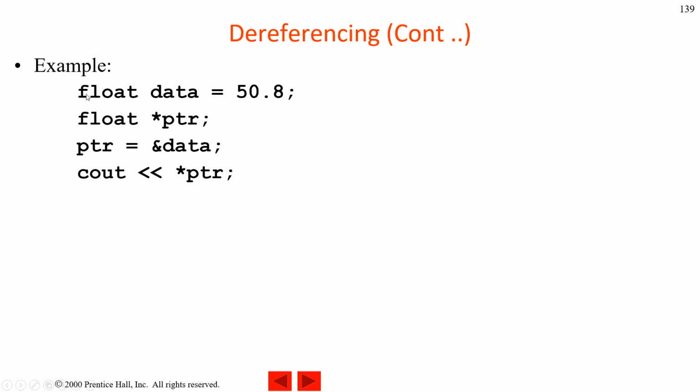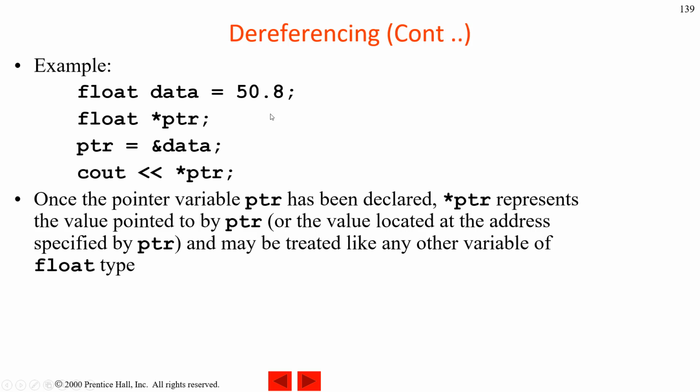So let's look at this example. Float data equal to 50.8, float asterisk ptr. So this is a pointer to a type float. Okay, this is a pointer, but a pointer to what? It is a pointer to a place where a float value will be stored. ptr equal to ampersand of data. ptr is a pointer. You cannot have a value, but you can have an address. Using ampersand, you get the address of data and you assign it to ptr. And then cout asterisk ptr will give you 50.8. So once the pointer variable ptr has been declared, asterisk ptr represents the value pointed to by ptr.